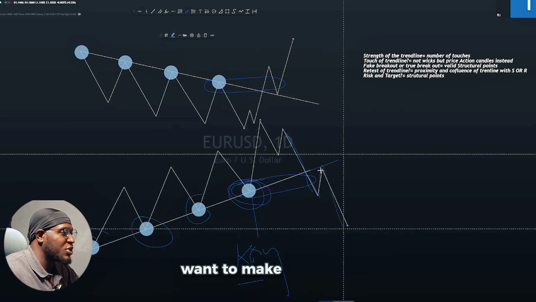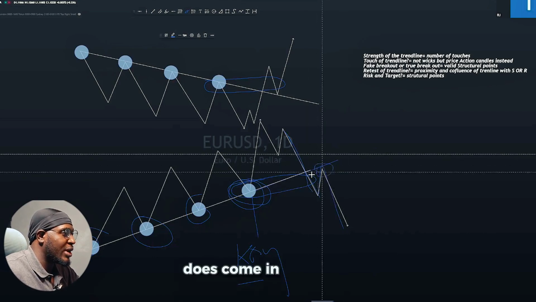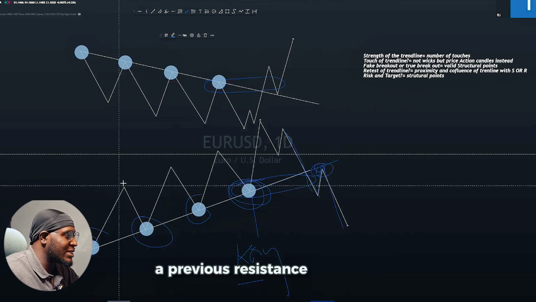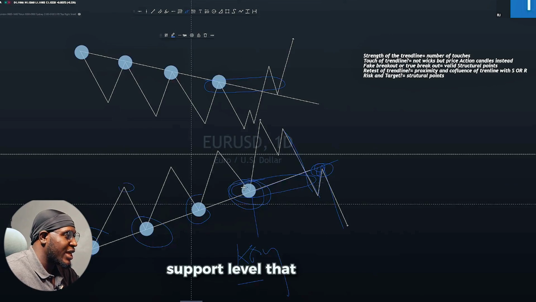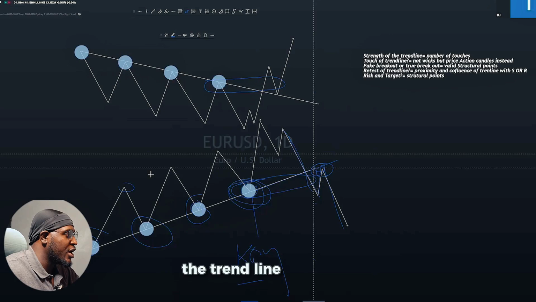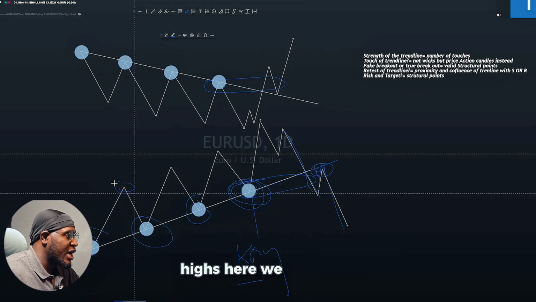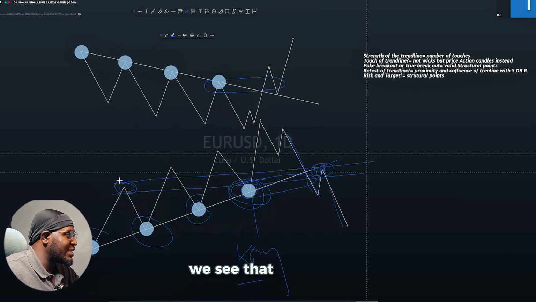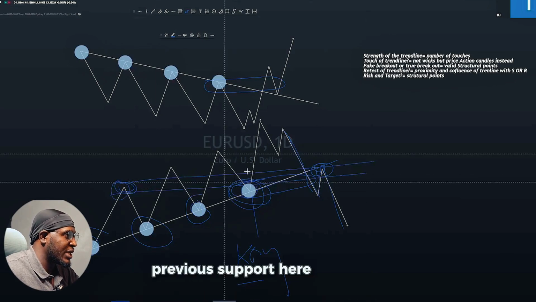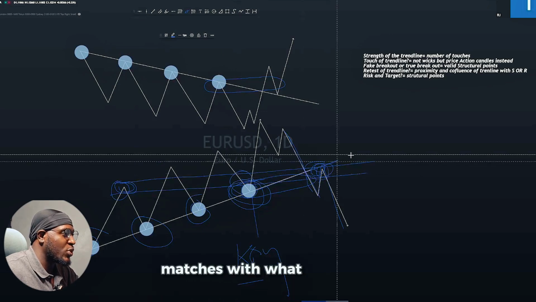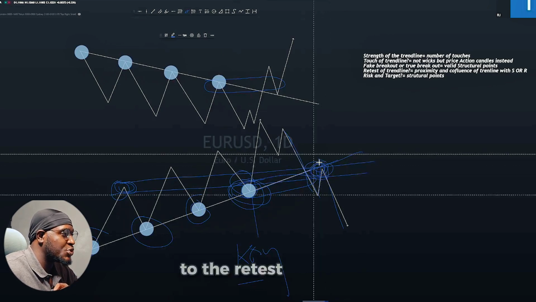Not really. We want to make sure that the trend line does come in line and in pattern with a key level. So you want to look for a previous resistance level or a previous support level that comes hand in hand or comes into a confluence with the trend line. So let's take, for instance, we have these highs here. If we draw these highs to this level here and we draw these highs to this level here, we see that these highs have acted as a previous support here and now can also act as a resistance level, and it also matches with the trend line. So this gives us confluence. So we create a confluence as to the retest.